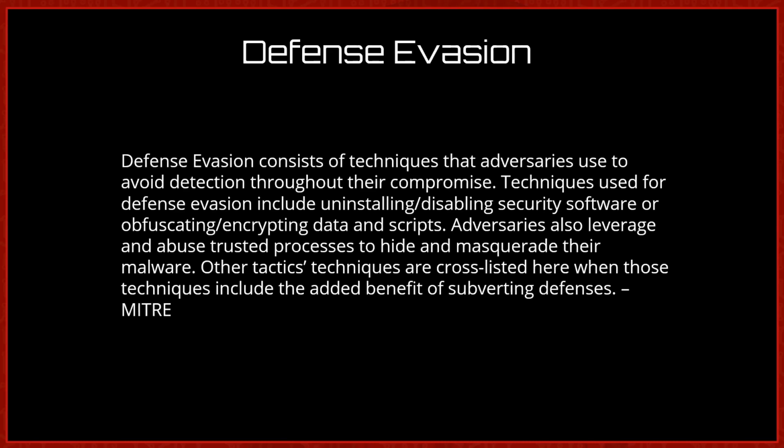All right, so I'm just going to go through the definition of defense evasion, and this is from the MITRE website. Defense evasion consists of techniques that adversaries use to avoid detection throughout their compromise. The techniques used for defense evasion include uninstalling or disabling security software, or obfuscating and encrypting data and scripts. Adversaries also leverage and abuse trusted processes to hide and masquerade their malware. Other techniques are cross-listed here, etc. We are going to be focusing primarily on hiding and masquerading our processes or the actions that we perform on the target system.